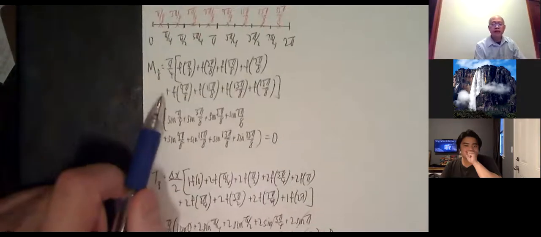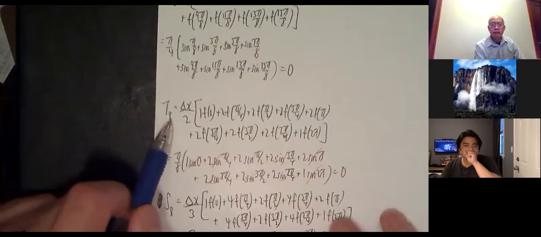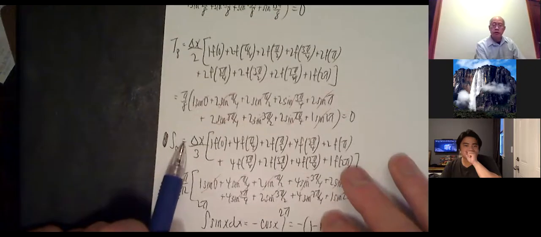Okay, Simpson's rule, delta x over 3. So remember that thing I showed you before the break? Midpoint rule, delta x over 1. Trapezoidal rule, delta x over 2. Simpson's rule, delta x over 3. Put it on your cheat sheet if you wish.